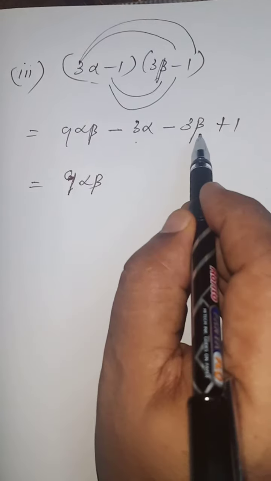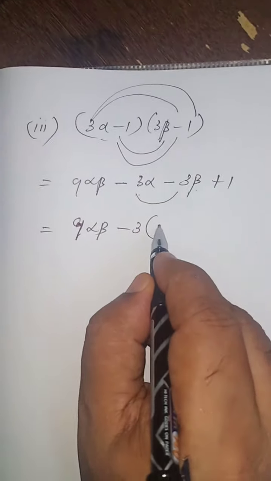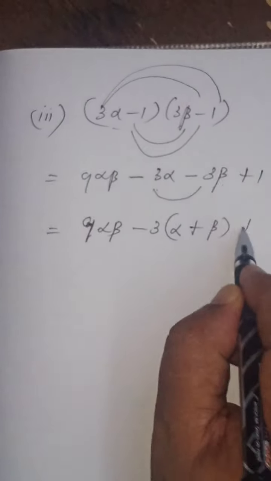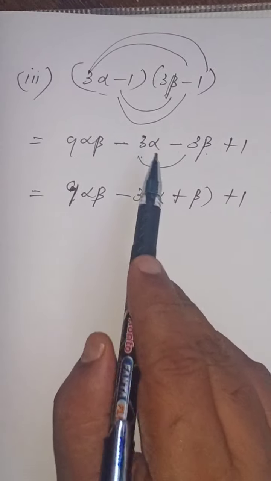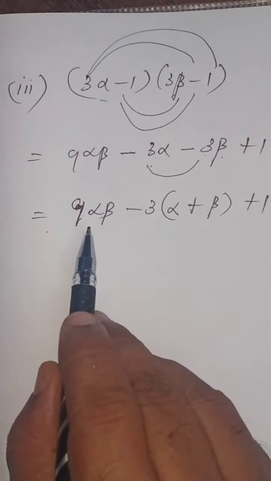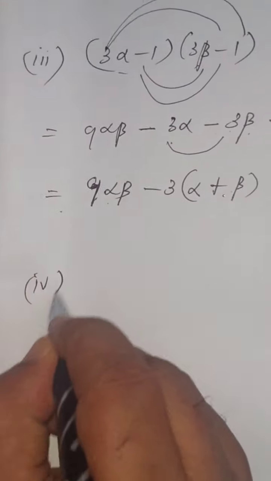Here minus 3 alpha, minus 3 beta, between these two you can take minus 3 as common. If you take minus 3 as common, you will be getting alpha, and since you have taken minus 3 as common, plus will be there into beta plus 1. So minus 3 into alpha, minus 3 alpha, minus 3 into beta, minus 3 beta. So look at the final result in terms of alpha beta and alpha plus beta only. Now the last subdivision.